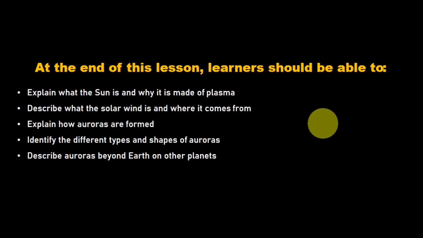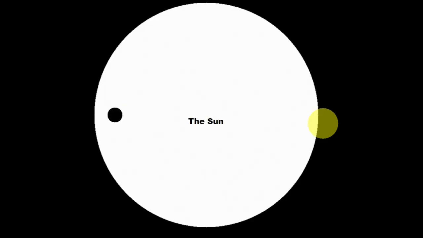At the end of this lecture, you should be able to explain what the sun is and why it is made up of plasma. You should be able to describe what solar wind is and where it comes from. You should be able to explain how auroras are formed and identify the different types and shapes of aurora. And you should be able to describe auroras beyond Earth, on the other planets.